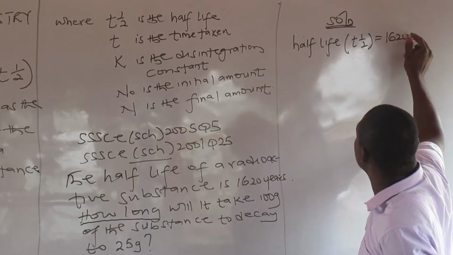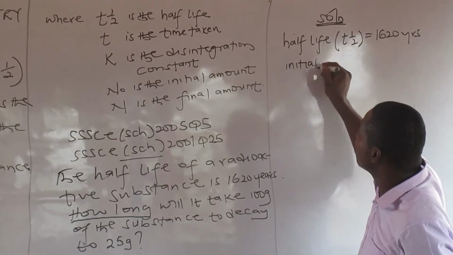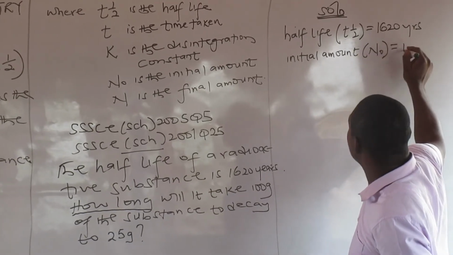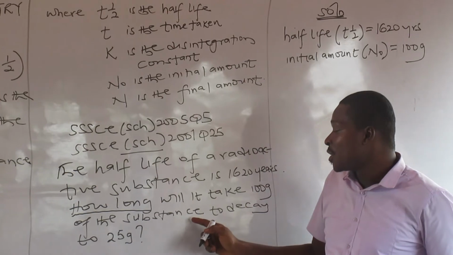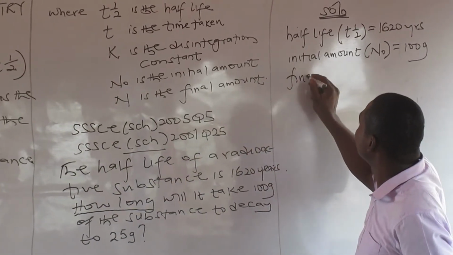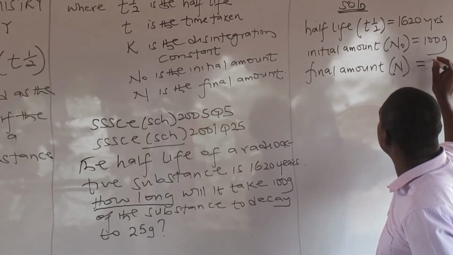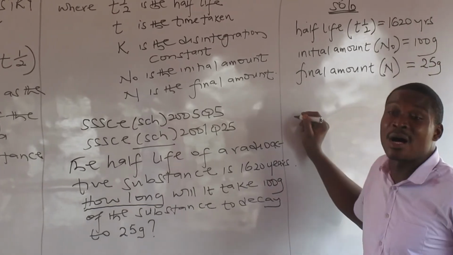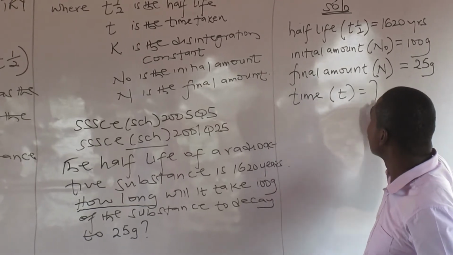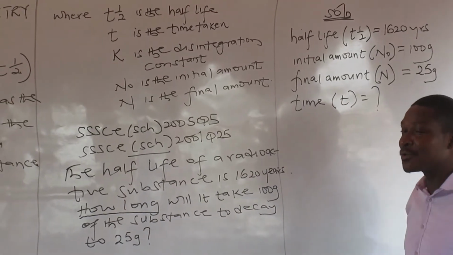That is 1,620 years. And the initial amount is also given. That is the N naught, 100 grams. Because we were told it will decay to, that should be the final. What are we looking for? How long. How long happens to be what? The time, T.